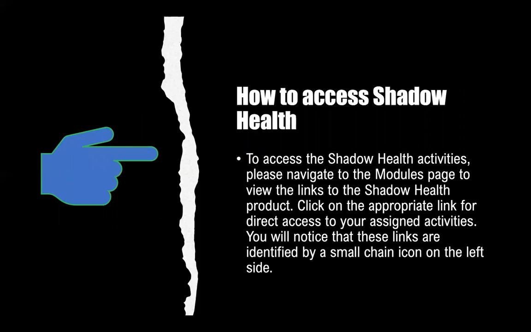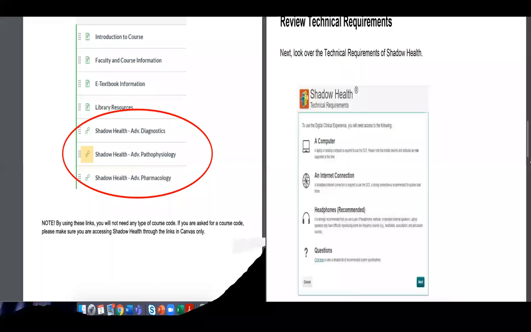So in order to access Shadow Health, navigate to the modules page to view the links to Shadow Health. Click on the appropriate link for direct access to your assigned activities. And so this is what they may look like over here. So you're in Advanced Pharmacology. So make sure that you are in Advanced Pharmacology.